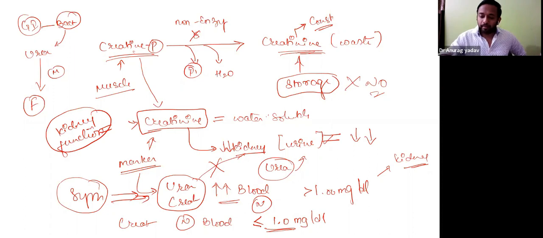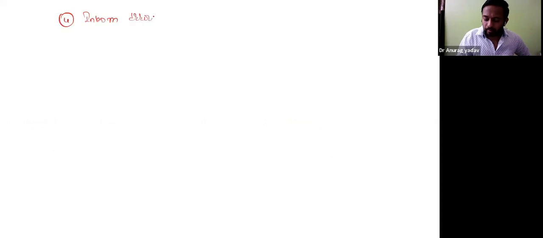So this is about creatine phosphate. Next we will learn about the metabolic errors. The last section is the inborn errors of metabolism. Just give a second. Inborn errors of glycine are not so importantly asked, but still you can expect a 3-mark question out of this topic.